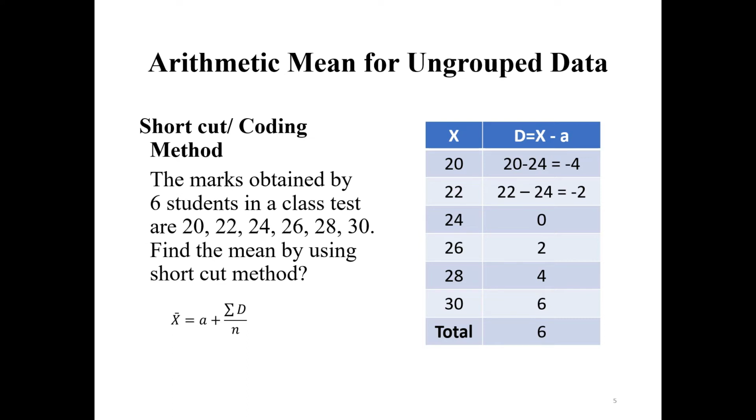So d is equal to x minus a. You have to subtract 24 from each x observation. For example, the first observation is 20. 20 minus 24 is equal to minus 4. 22 minus 24 is equal to minus 2, and so on. 30 minus 24 is equal to 6. So according to the formula, we need a, which is equal to 24, and the sum of d. The sum of d is 6 and the number of observations is also 6.